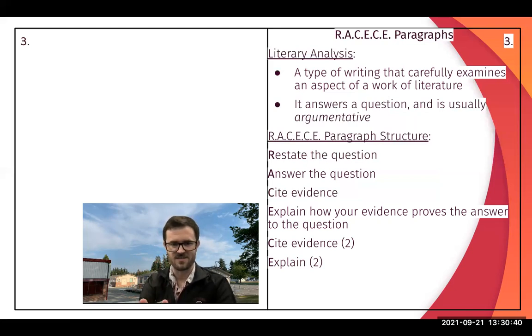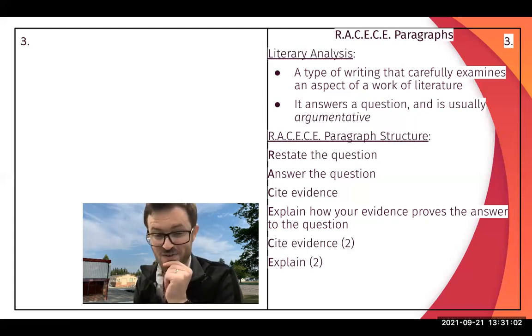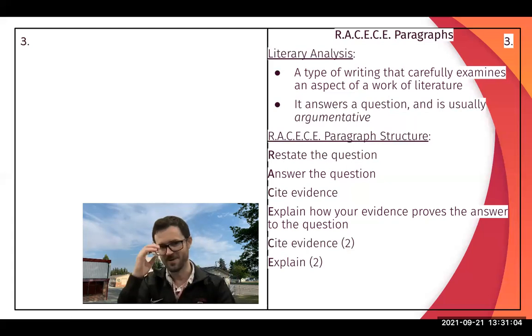Now, I suggest sometimes if you think you've got an answer, make sure that you have two pieces of evidence. Because what happens sometimes is someone restates, answers, cites a piece of evidence, explains it, and then they get stuck. And they say, Mr. Knox, I can't find another piece of evidence that I could cite in my paragraph. And I might come over and take a look, and then I might think of something and say, ooh, you should look back at page 15, right?